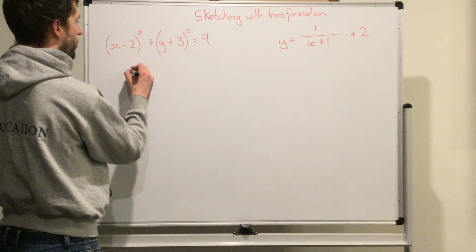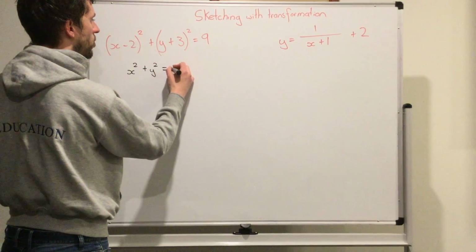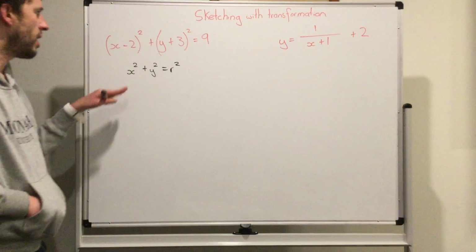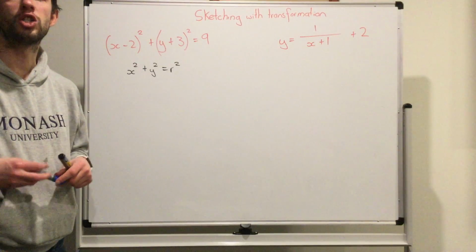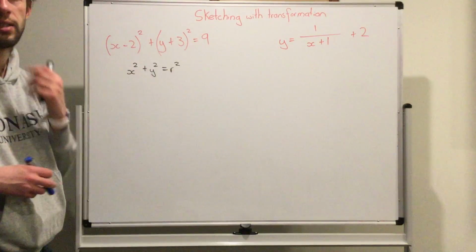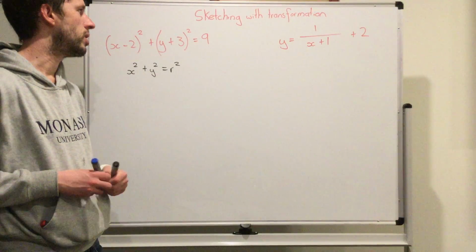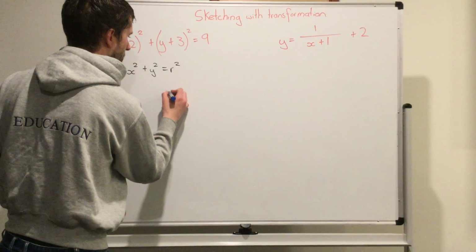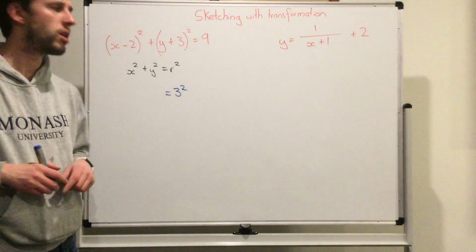So I'm going to go x squared plus y squared equals r squared. At the moment, this circle here is going to be at the origin, 0, 0. So let's work this out first. Let's look at the radius. We know the radius needs to be squared. So what is a number that's squared equals 9? 3. So straight away, I know that the radius of my circle is 3.